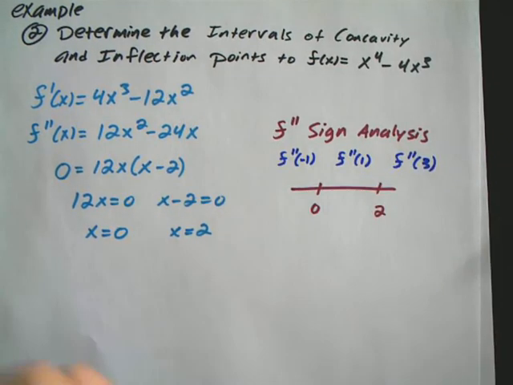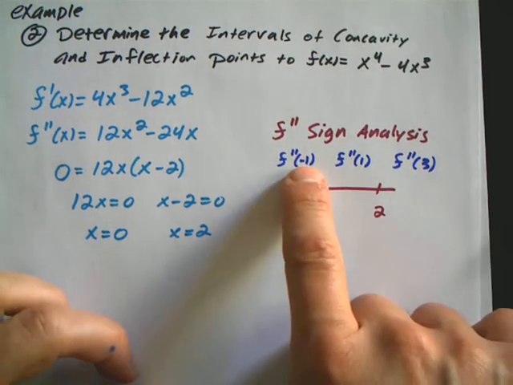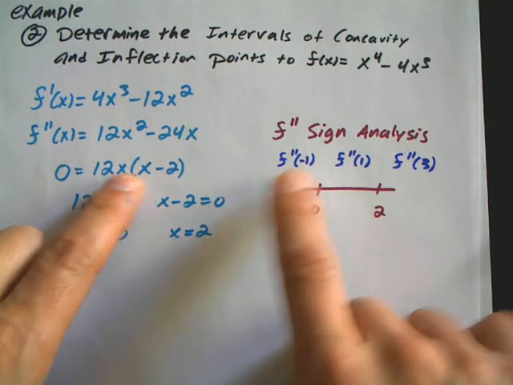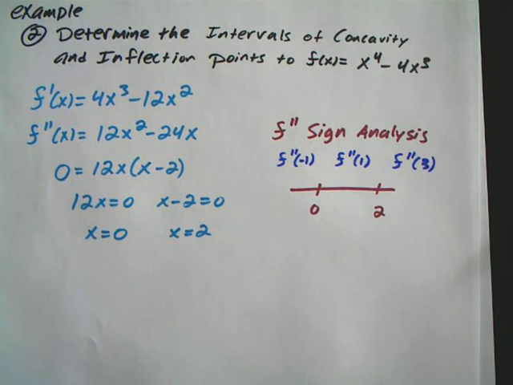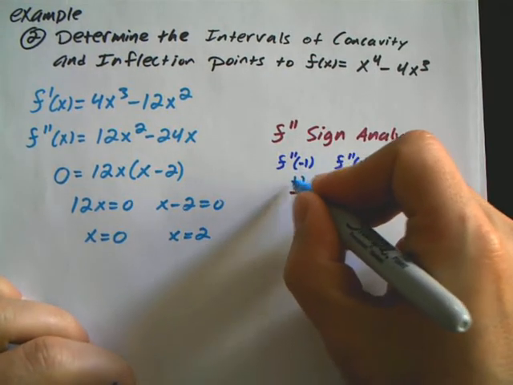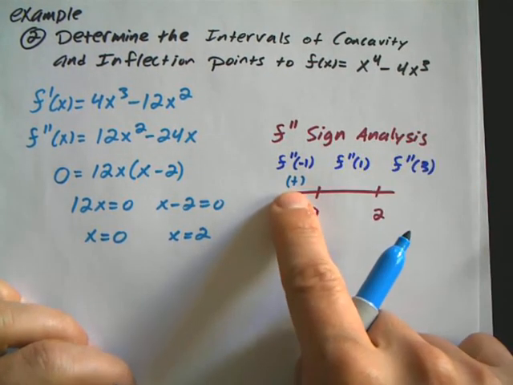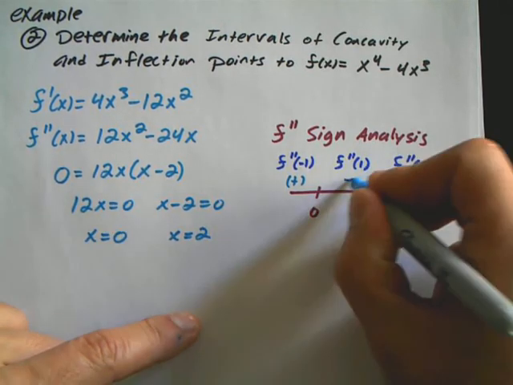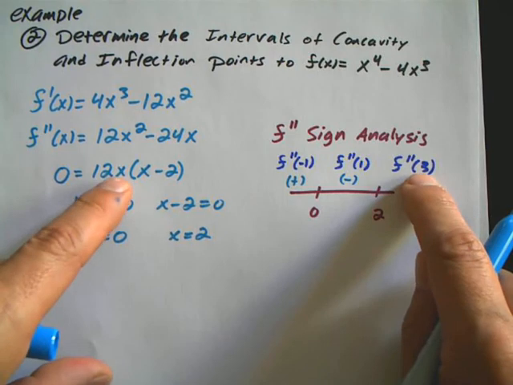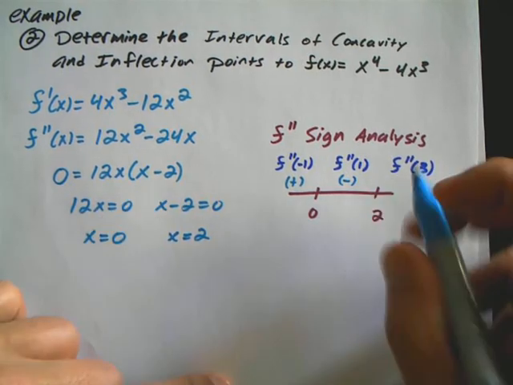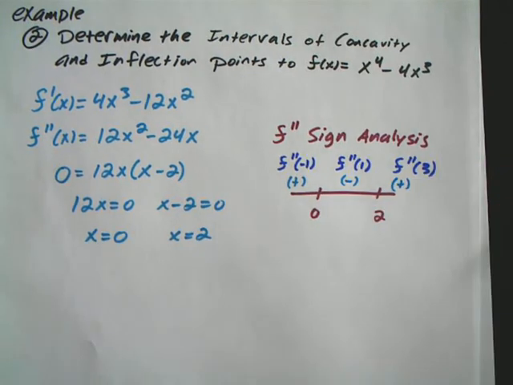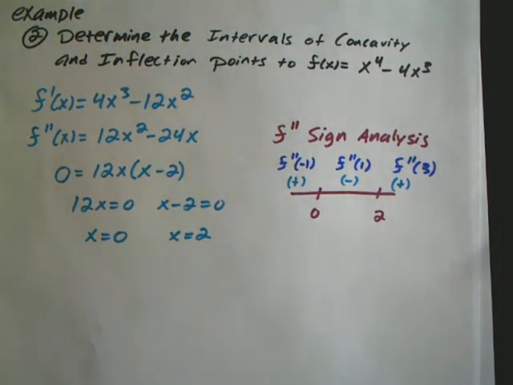Now if I plug in negative 1 into here, it's going to be a negative value. This is also a negative value. Two negative values multiplied give me a positive answer, so I have a positive second derivative in this interval. If I plug in 1, it's going to be positive times the negative, which is negative. And if I plug in 3, it's going to be positive and positive, so this is going to be positive.